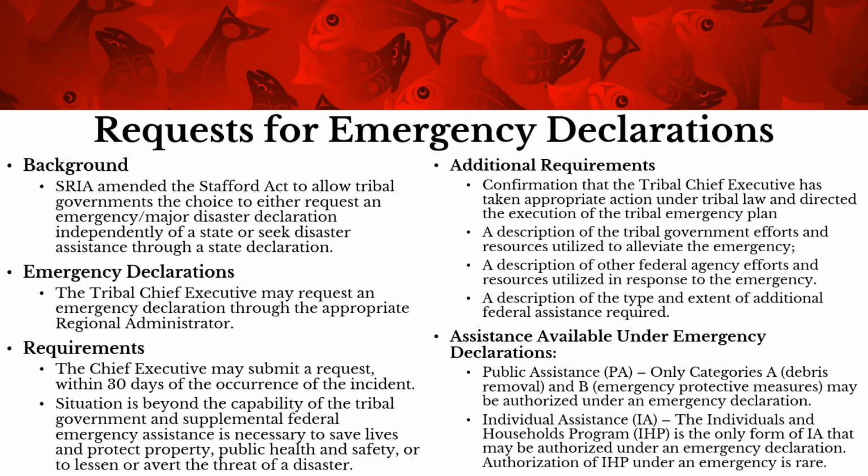We already went over a lot of this, so I don't want to get too much into the weeds. This just goes through some of the requirements for that to happen. The chief executive may submit the request within 30 days of occurrence of the incident. I recall when we were making our request, it wasn't as simple as it sounds. Sure, we submitted the letter to the regional administrator, but we still had to get a lot of the nuts and bolts in place, and that included the PA admin plan, like we discussed yesterday, the FEMA-tribe agreement, and then getting everything else set up in the PA process, which I'll get into shortly. You also have to prove that the situation is beyond the capability of your tribal government. So that's pretty much when you're going to request this federal assistance.